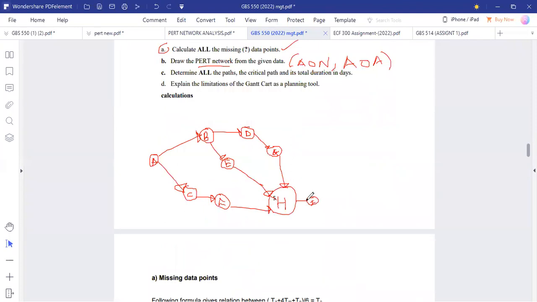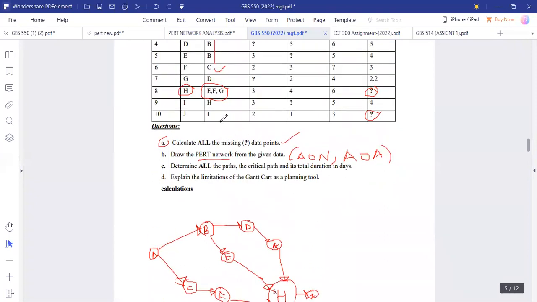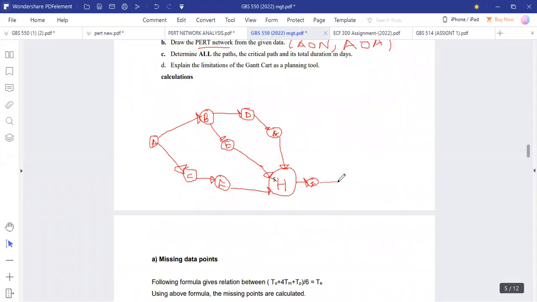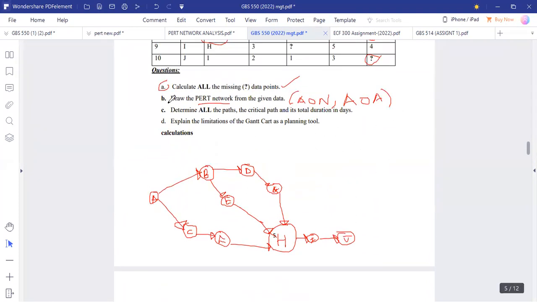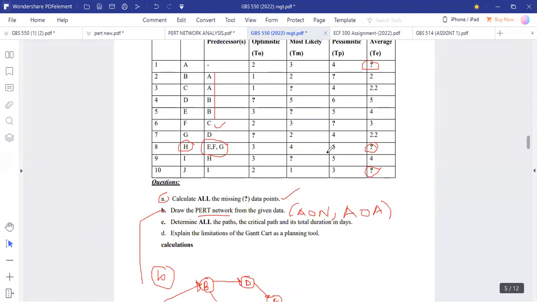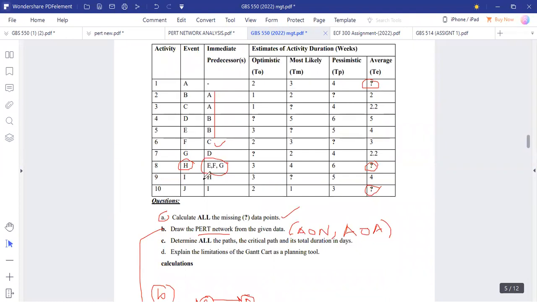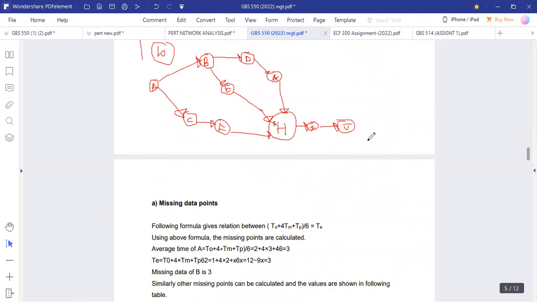Okay, so there is I there. Then after I, there is J. After I, we have a J. So meaning J is the ending activity. So this is how this network diagram for the PERT for part B is supposed to be drawn. All right. So after H has completed, this I, then after I is a J.